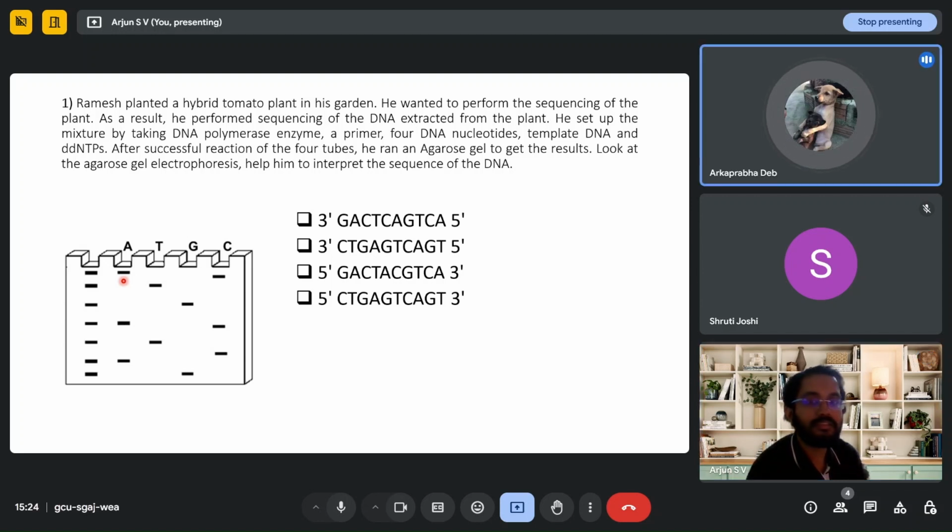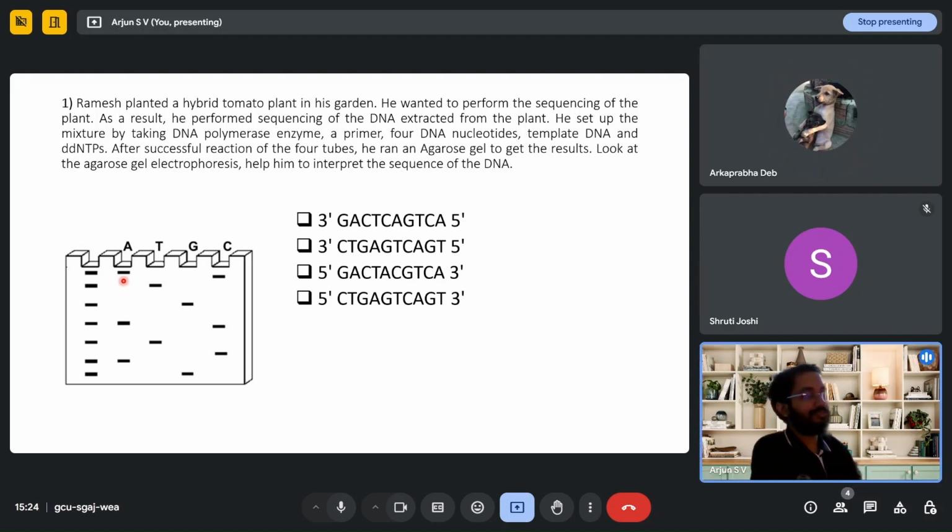Sir, I think you can go ahead with the explanation, sir. Okay, sure. So yeah, 2 points. One is the farther you go, the more three prime it will be, and whatever band is coming here, you should consider the complement as the original sequence.